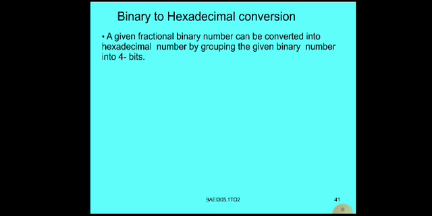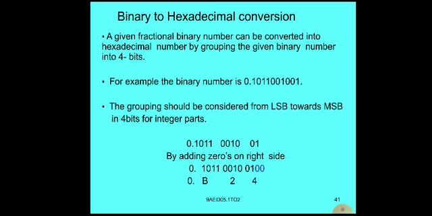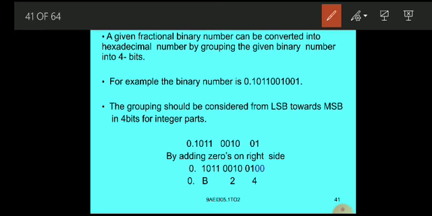Okay, now let us take another fractional part example. The fractional part is 0.1011001001. So for the fractional part, what you have to do is, you have to group like this. You have to group in this direction, 4 bits.